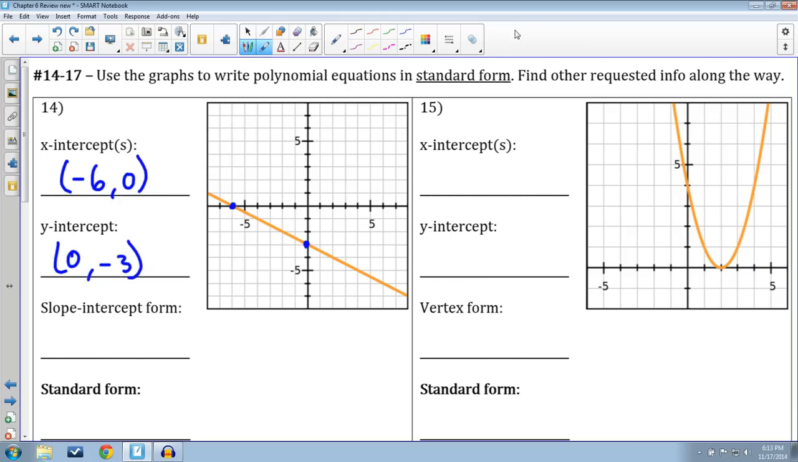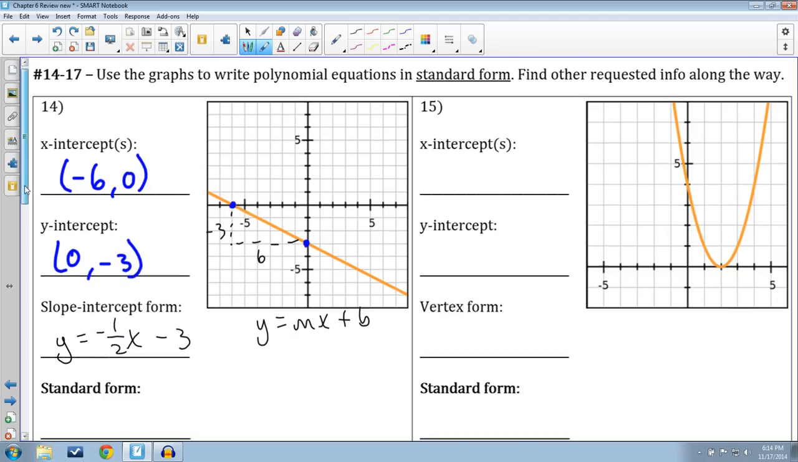Yeah, that's y equals mx plus b. We need to find the slope. We have the y-intercept, it's right there. So it's y equals something x minus 3. What's its slope? Down 3 over 6. It's negative 3/6, it's negative 1/2. Negative 1/2 x minus 3.